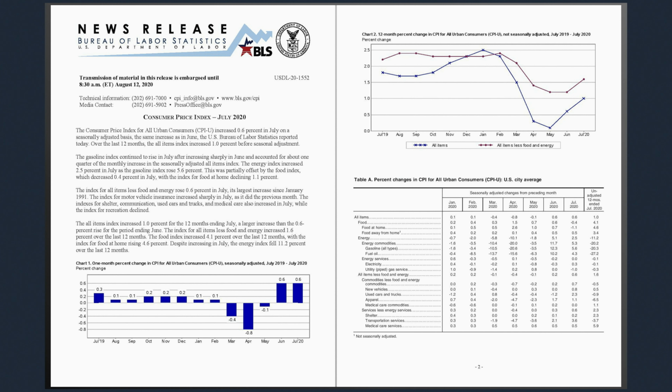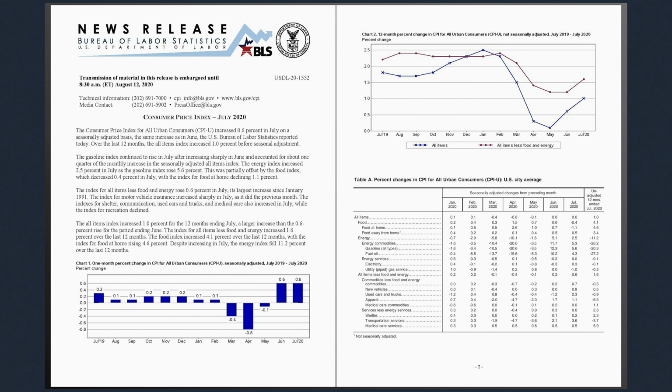Chart 1. 1-month percent change in CPI for all urban consumers, CPI-U, seasonally adjusted, July 2019 to July 2020. Percent change. Chart 2. 12-month percent change in CPI for all urban consumers, CPI-U, not seasonally adjusted, July 2019 to July 2020. Percent change. Table A. Percent changes in CPI for all urban consumers, CPI-U, U.S. city average.